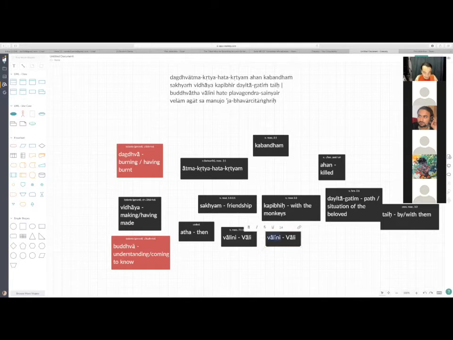Valini hate. What is hate? Kill, participle. After being killed. Kridanta. We have hata, and hate would be locative. Kridanta from the verb han, plus ta would become hata. Hate. And it's another saptami.